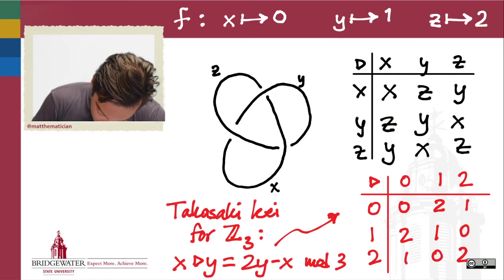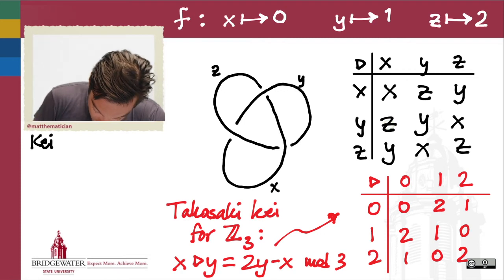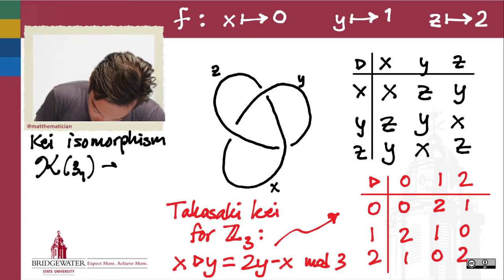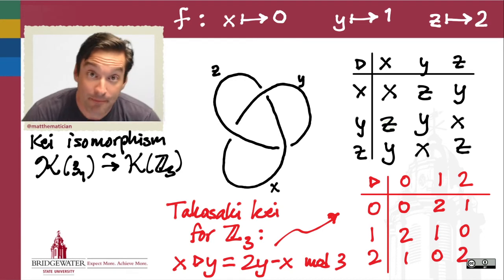And so what we get is a function. It's called a Kei homomorphism. In this example, it's actually a Kei isomorphism, from the fundamental Kei of the trefoil into the Takasaki Kei of Z mod 3. The two are the same.